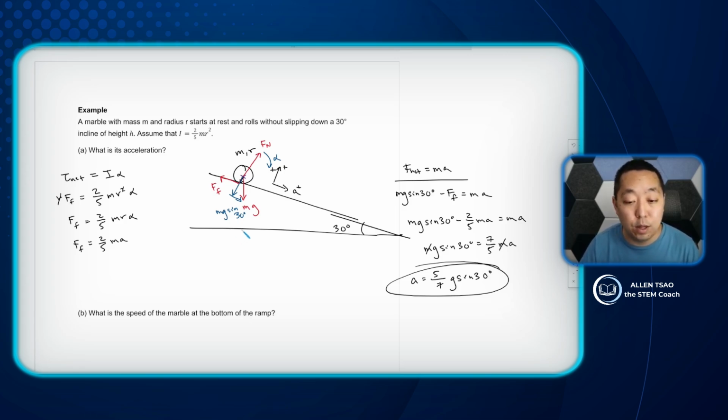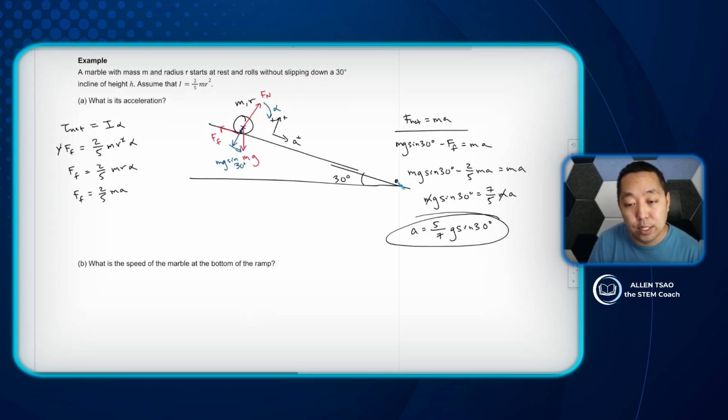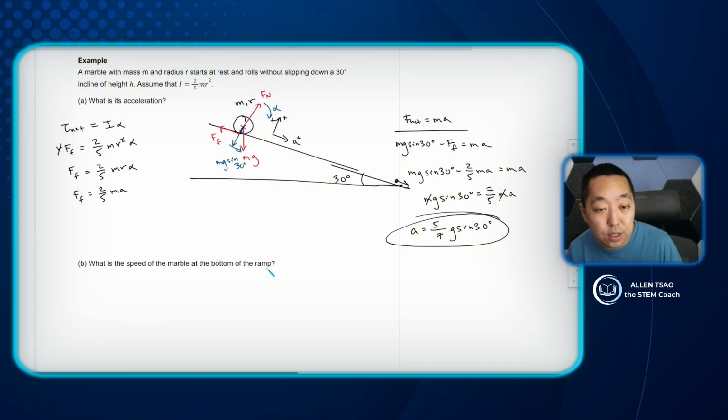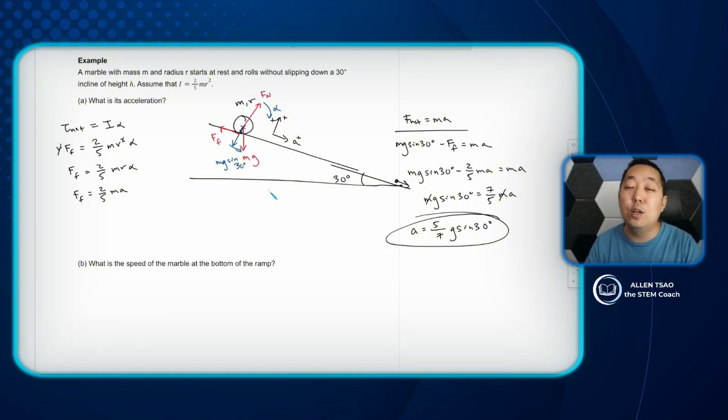What's the speed of the marble at the bottom of the ramp? How fast are we going down here? Well, now we can use kinematics. Could we use energy? We haven't talked about rotational energy, so we cannot use energy yet. We can just simply use kinematics to say we know this height is h. We know the acceleration, so it's just kinematics, right?